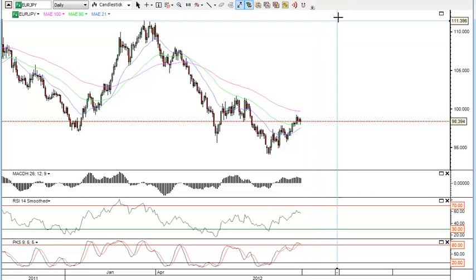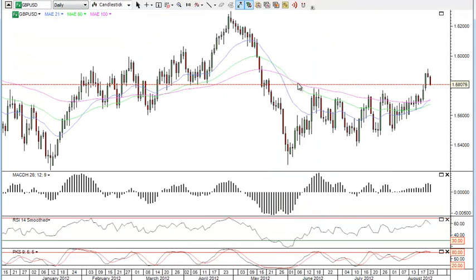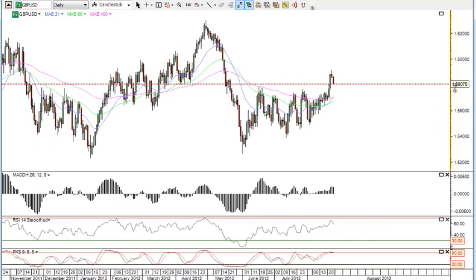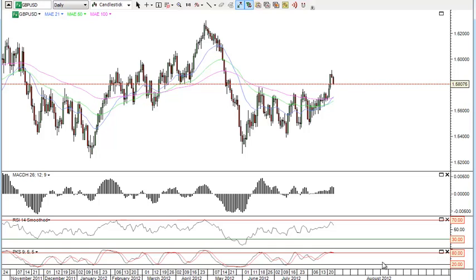So finally, let's look at the GBP US dollar to see if that also confirms the trend. This is the daily chart of the Great British Pound against the US dollar. What can we see here? The MACD histogram is in positive territory, the RSI is in positive territory above the 50, which is bullish, and the slow stochastics, they're getting kind of overbought, but it's still bullish. Price action is above all the three averages.